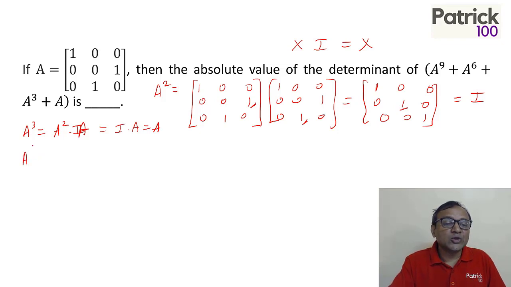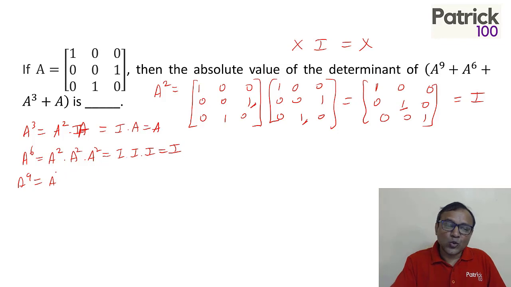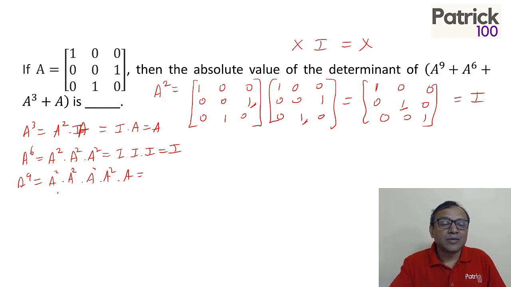Same way, A raised to 6 is nothing but A square into A square into A square, which is I into I into I, which will give you I. A raised to 9 will give you A square multiplied 4 times, and then A square is I, so I you multiply with A, you will get A. So technically the addition of all this is nothing but A plus I plus A plus A, which gives you 3A plus I.